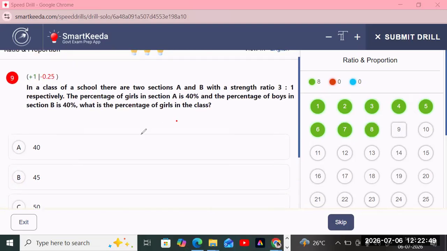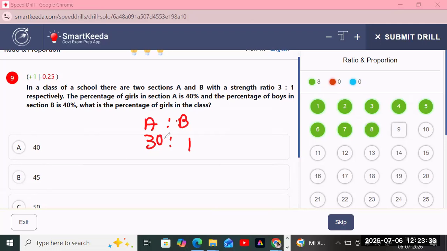In a class of school, there are two sections, A and B, with the strength 3:1 respectively. The percentage of girls in section A is 40% and the percentage of boys in section B is 40%. What is the percentage of girls in the class? In section A, the percentage of girls is 40%.